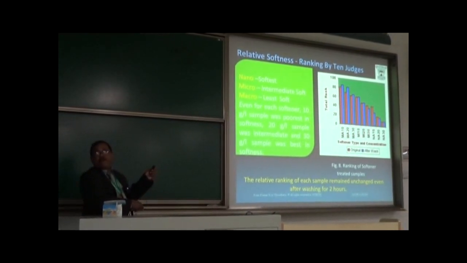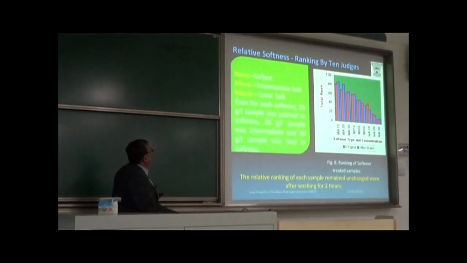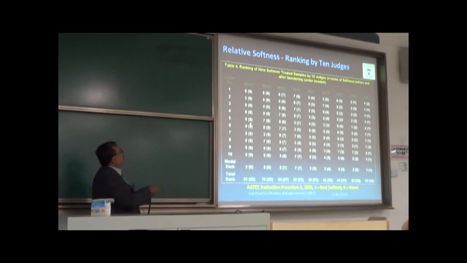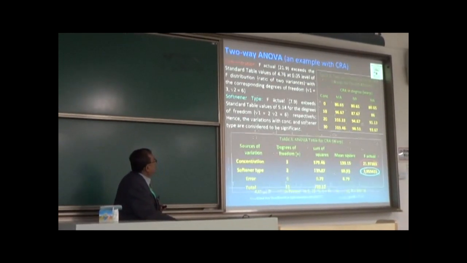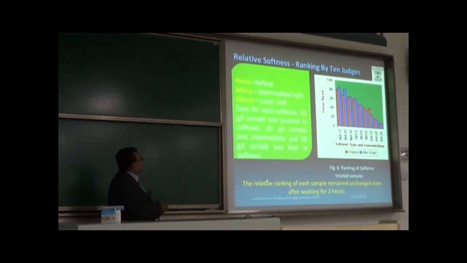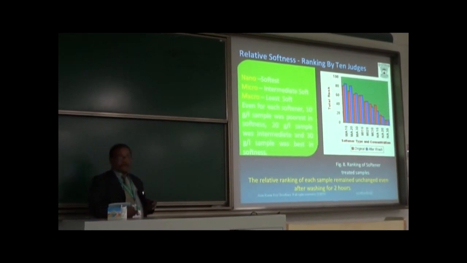This is the laundering, under the bracket. These are the laundering results, so there also this ranking prevailed even after washing. That means after washing, the softener didn't change much.